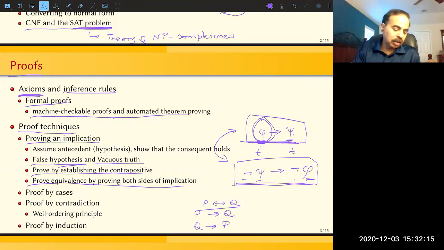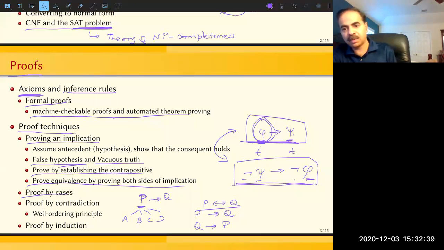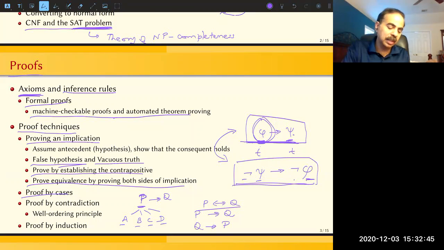Okay. So we talked about proof by cases where you say, okay, so again, you're trying to prove something like P implies Q. And instead of assuming P is true, what you say is that whenever P is true, at least one of A, B, C, or D, depending upon however many cases, is true, and then you show that if A is true, Q is true, if B is true, then Q is true. And basically what you show is that in each case Q is true.